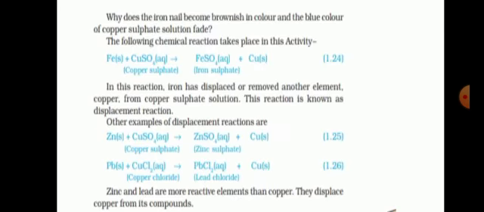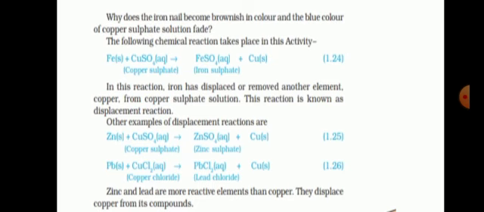Now, why does the iron nail become brownish in color and the blue color of copper sulfate solution fade? This is the question given in your NCERT textbook. So why does the color of the iron nail change to brown and the blue color of the copper sulfate solution fade out?